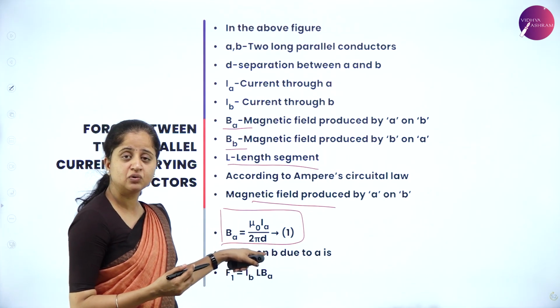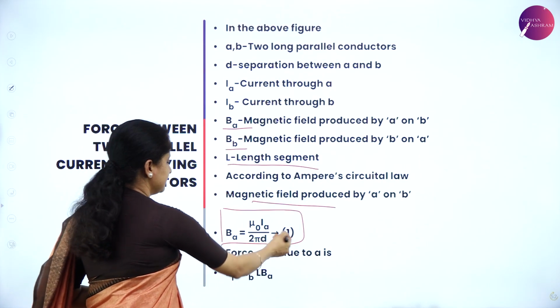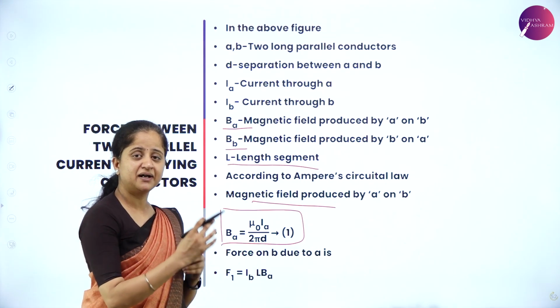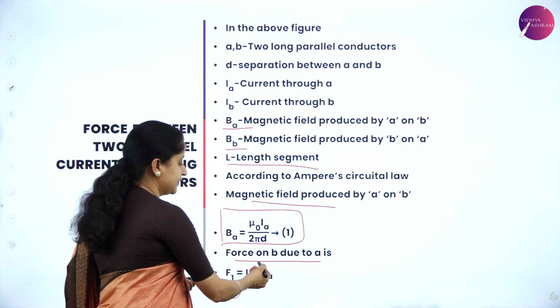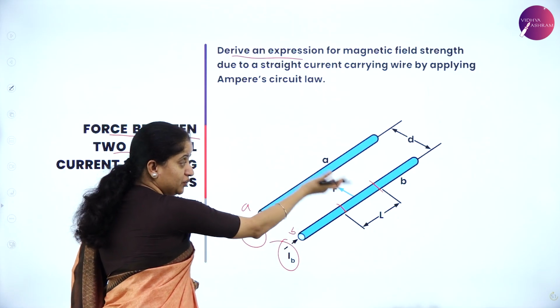Here we are not using 2 pi r because d is the distance of separation between two rods. So this is our equation 1. Now, due to this magnetic field, the magnetic force will generate between these two rods. Now let us find out what is the magnetic force on B due to A. That is the force on B due to A.